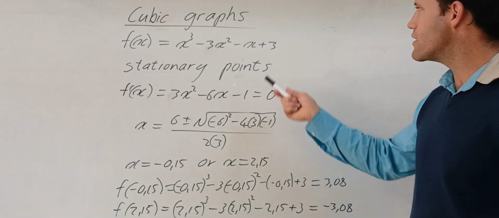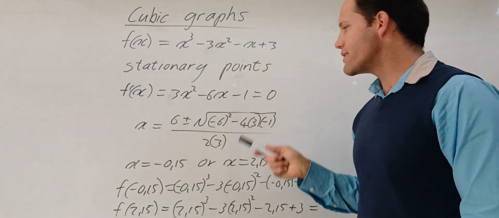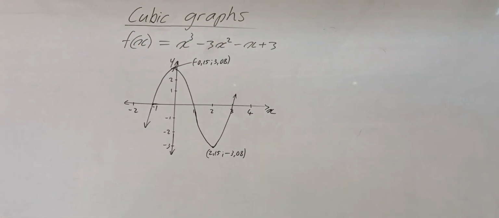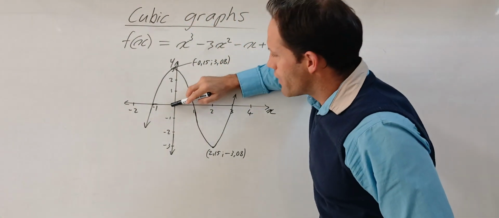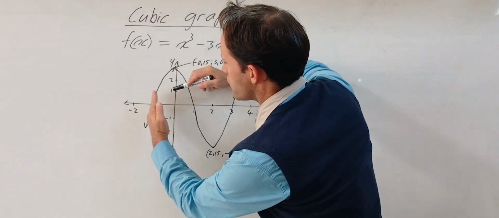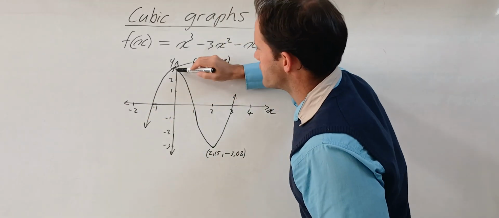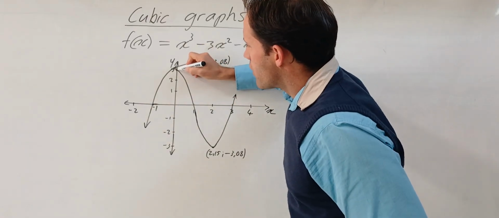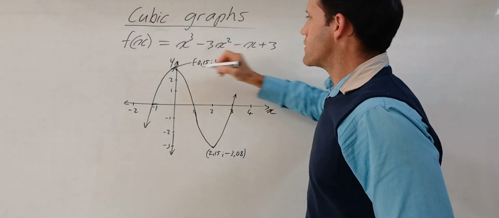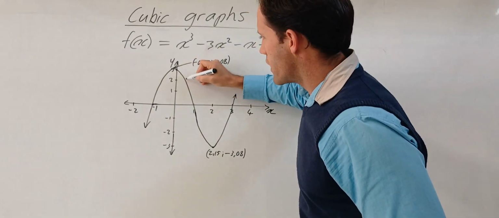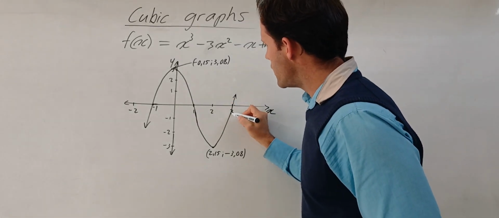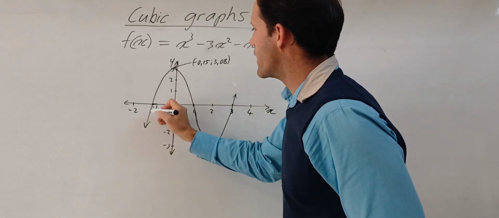We got our turning points, we got our y-intercept, we got our x-intercepts, so now we can sketch it. Okay, so let's look at what the sketch will look like. Right, so there's the graph. Okay, turning point, negative 0,15, just after 0, just a little bit this way, negative 0,15 and 3,08, just above 3. Why is it a little bit above 3? Because the y-intercept is at 3. It's a little bit higher. And then it starts going down. Then you get your x-intercept at 1, another x-intercept at 3, and another x-intercept at negative 1.